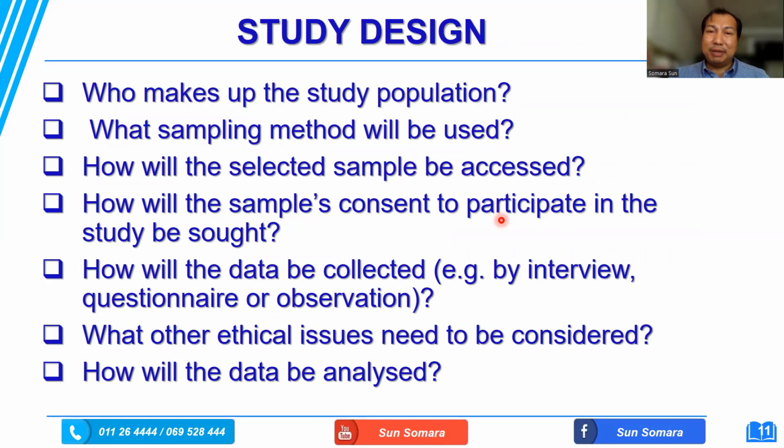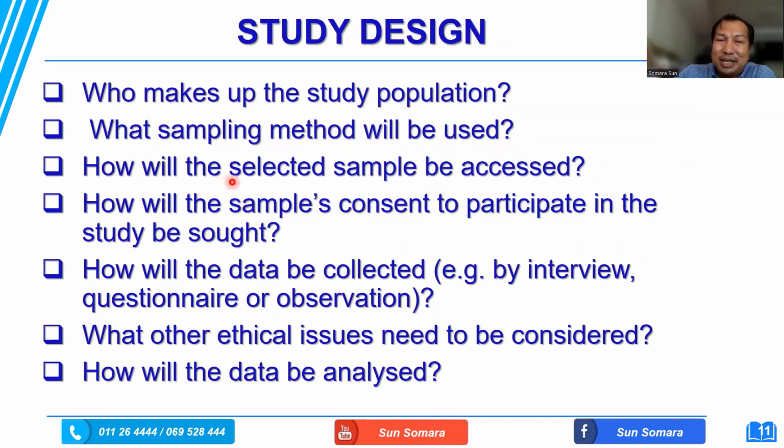Study design, chapter 3. Teachers come up with it by answering questions like: who makes up the study population? So who is your target group? Who will get enrolled? What sampling method will be used? We'll talk about the sampling method in chapter 12. It can be purposive sampling, random sampling, or snowball, and so on. Those are what we call the sampling method here.